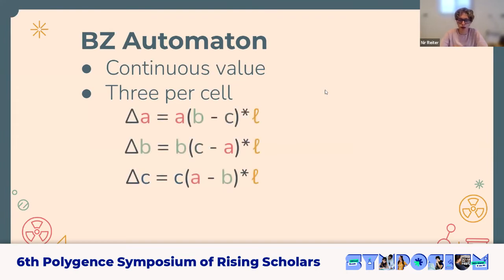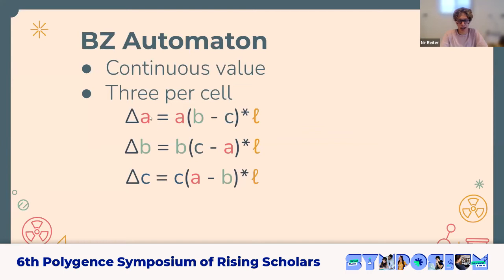For now, the coefficient L is kept at 1.0, so it has no effect. Every generation, chemicals are produced and consumed. Chemical A is produced from chemical B, B from chemical C, and C from A. This cycle maintains the oscillating pattern. Focus on the first equation.